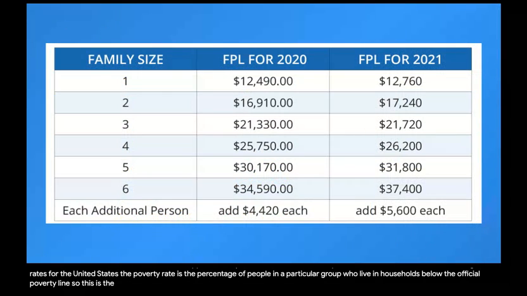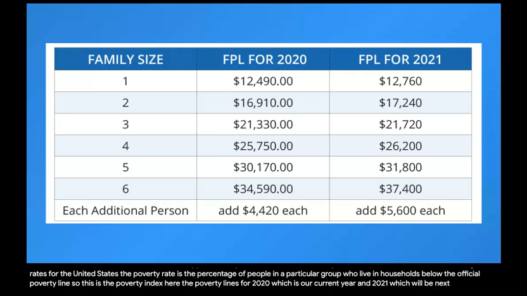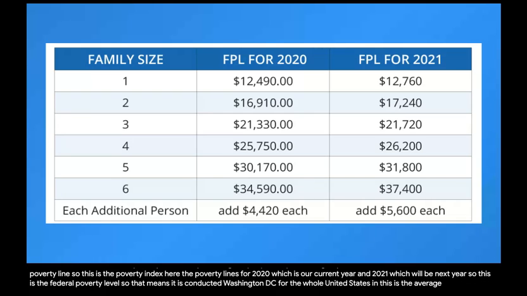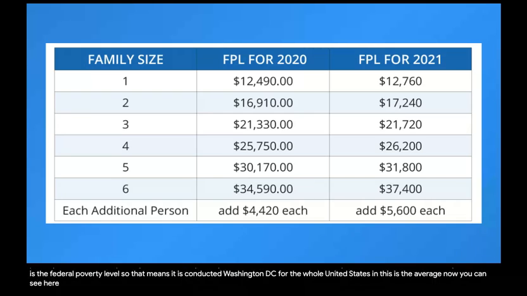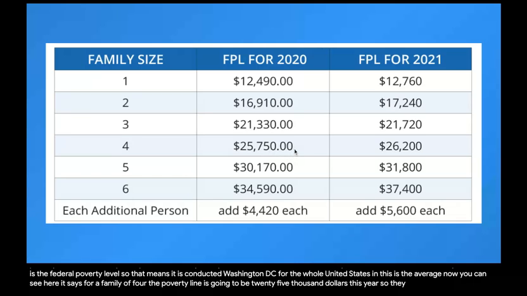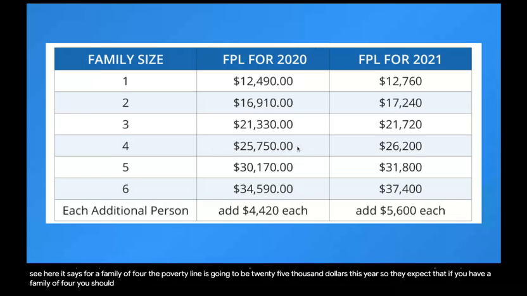So this is the poverty index here, the poverty lines for 2020, which is our current year, and 2021, which will be next year. This is the federal poverty level. That means it is conducted in Washington, D.C. for the whole United States, and this is the average. Now you can see here it says for a family of four, the poverty line is going to be $25,000 this year. So they expect that if you have a family of four, you should be able to take care of them with $25,000.